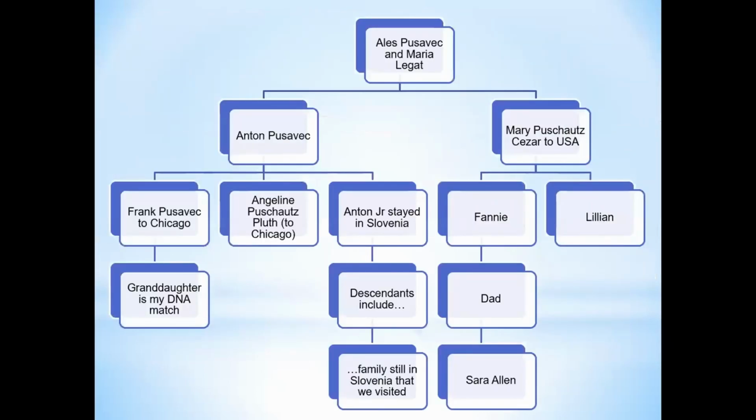And so I made up a little tree for you so you can see what I'm talking about. Over on the right, we have my side of the family. We have Mary Paschautz Caesar, my great-grandma. We have Fanny and Lillian, two of her daughters. So that's Aunt Lil and my grandma. And we have my dad and me. Then over on the left-hand side of this tree, we have Anton Pucevic. And so that is Mary Caesar's brother. He's the father of Frank, who came to Chicago, and Angeline Pluth, who came to Chicago. And he's also the father of Anton Jr., who stayed in Slovenia. And we actually tracked down some of his relatives, and that's who we visited with when we went to Slovenia. So that is how those Chicago relatives are related to us. And I have some DNA matches to the Chicago relatives as well.